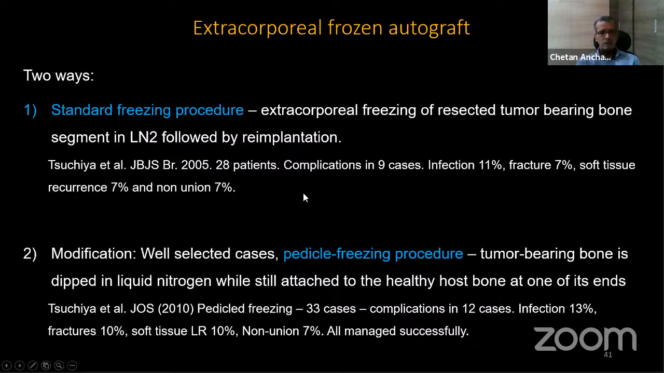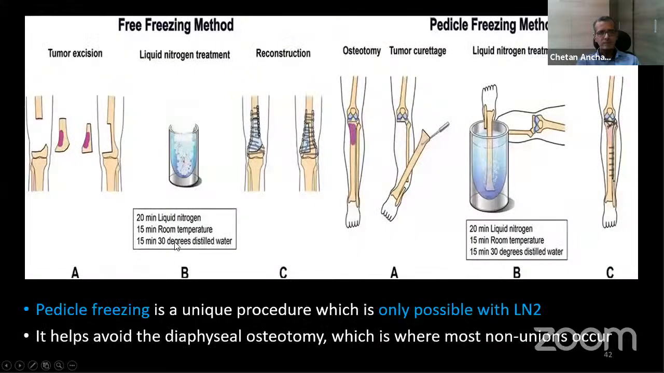They also described a modification of this procedure, where in well-selected cases, pedicle freezing procedure is done where the tumor-bearing bone is dipped in liquid nitrogen while still attached to the healthy host at one of its ends. Tsuchiya et al. again have reported on 33 cases of pedicle freezing in 2010 with a complication in 12 cases, infection of 13%, fracture in 10%, soft tissue local recurrence in 10%, non-union in 7%. All of them were managed successfully. So this pedicle freezing is a unique procedure which is only possible with liquid nitrogen. It helps avoid the diaphyseal osteotomy, which is where most of the non-unions occur in these kind of procedures.